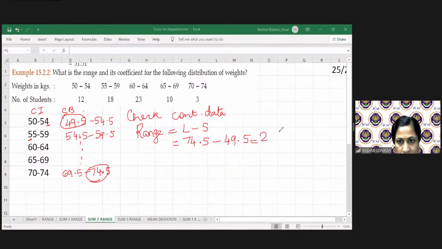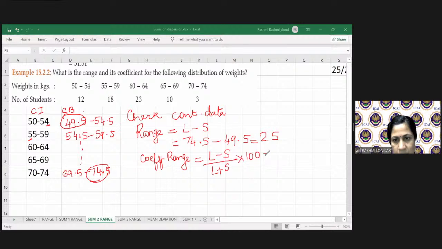So how much is my range? 25. Now can you similarly calculate coefficient of range? Yes. What is the formula? L minus S upon L plus S into 100. Yes. Somebody give me the final answer. Yes, Gopika, answer was correct.